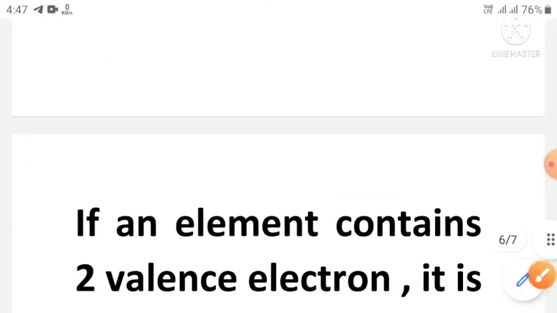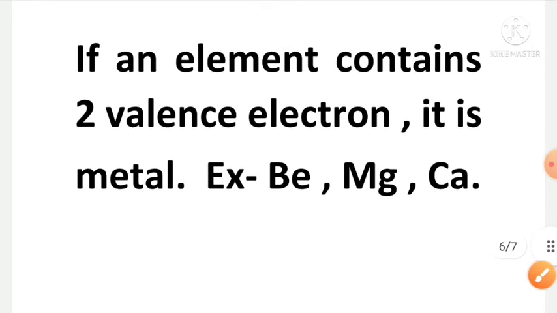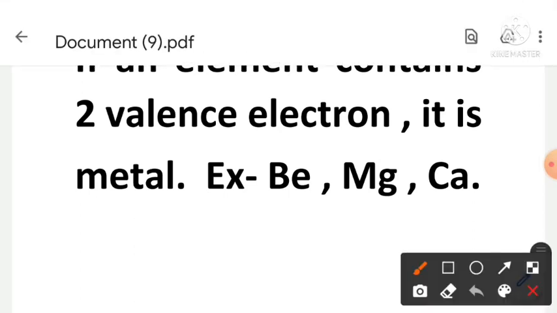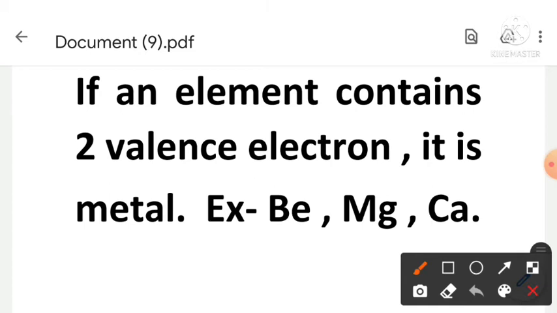We see the next condition: if an element contains 2 valence electrons, it is a metal. Examples: beryllium, magnesium and calcium. Except helium, because helium is a noble gas, also known as an inert gas, so we can't include helium in this.